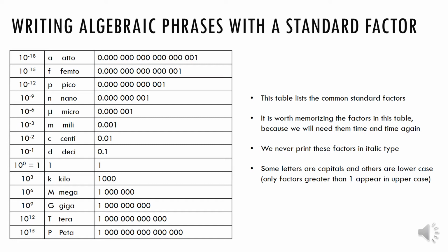Note then just on some basic mathematical notation rules, we never print these in italic type, and you'll notice that some of the letters there are capitals and others are lowercase. Okay? Generally, only factors greater than 1 appear in uppercase. So the mega, the giga, the tera, and the peta.